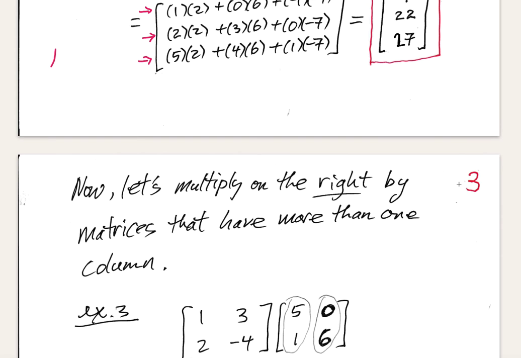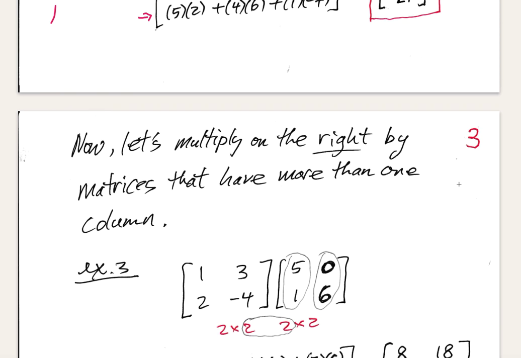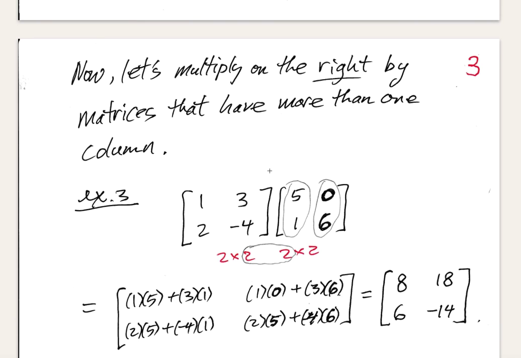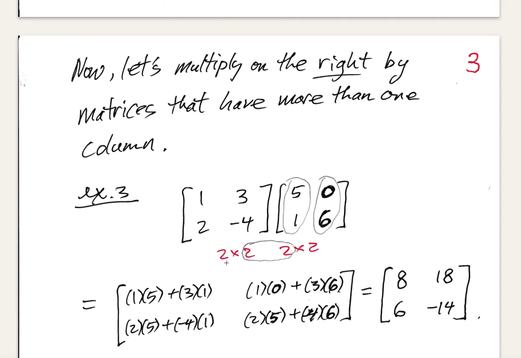All right. Well, we practiced a couple where we were multiplying on the right by column vectors, right? Now let's practice just multiplication on the right by matrices that have more than one column. Okay? So I'm going to go like this. This is an amalgamation of the first one and a different one here. Okay, so I've got 1, 3, 2, negative 4 times what? 5, 0, 1, 6. Now let's look at the dimensions on each first. The matrix on the left is a 2 by 2, as you can see, and the matrix on the right is a 2 by 2.